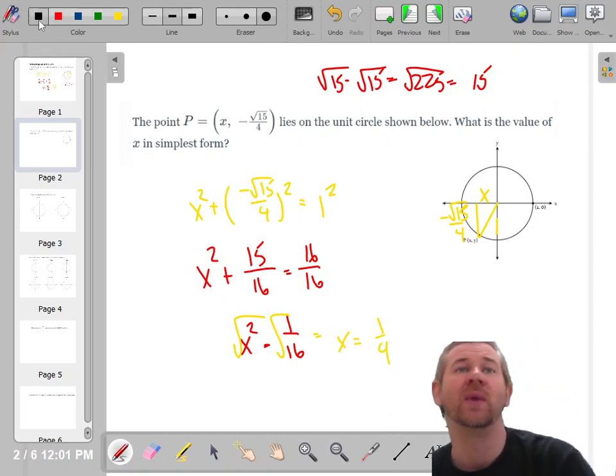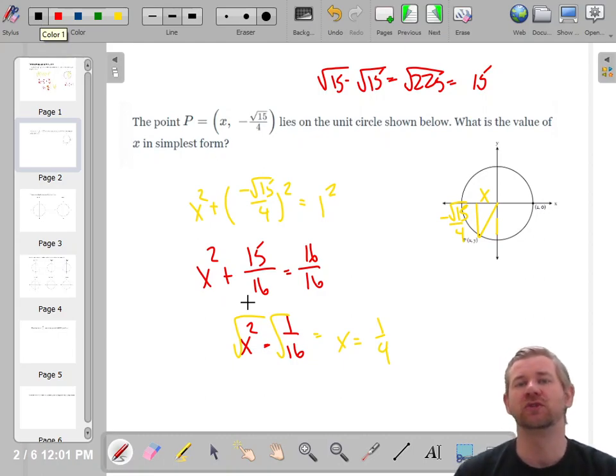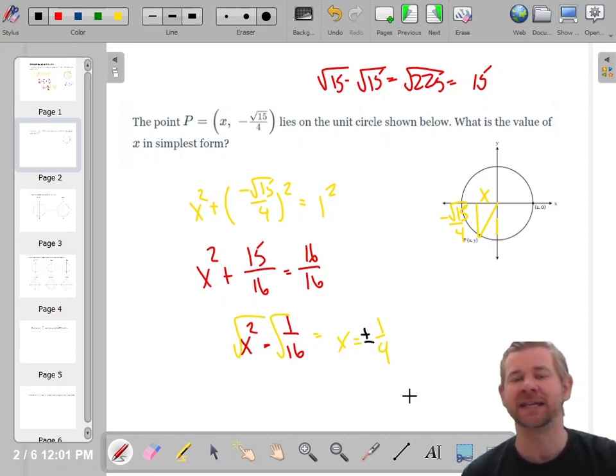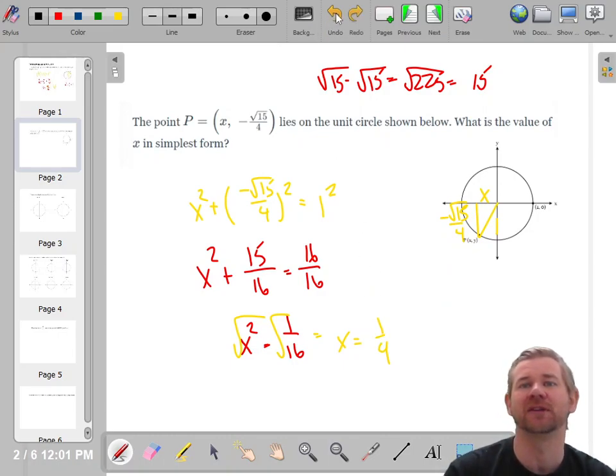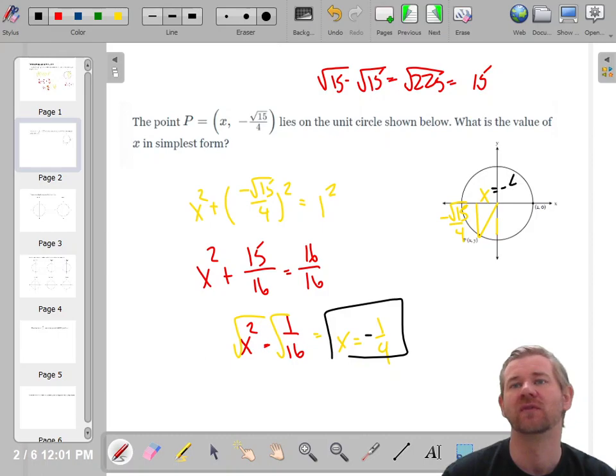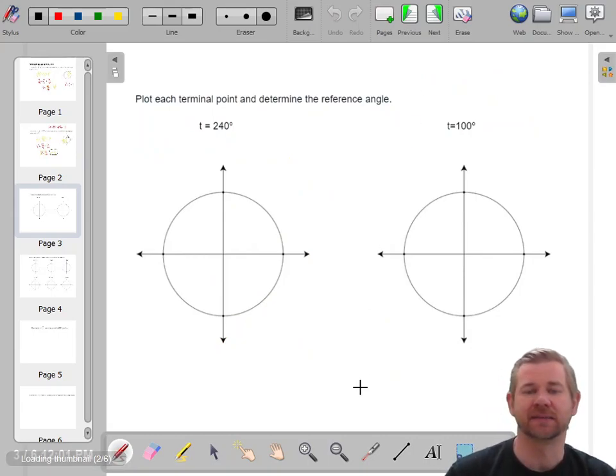But what we need to be aware of is that when you square root both sides, it's really plus or minus. Specifically in this problem, since I'm in the third quadrant, x is to the left of the y-axis, so I know it's actually not plus or minus, it's just negative 1/4. This is negative 1/4 because I'm in the third quadrant. Okay, so that's one of the concepts that we need.